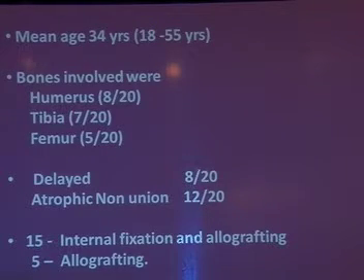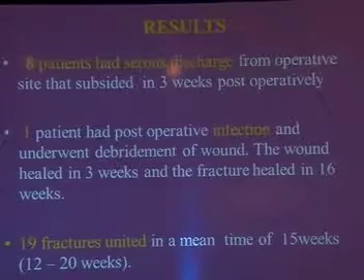There were 20 patients with a mean age of 34 years, ranging from 18 to 55 years. There were 8 humeral non-unions, 7 tibial non-unions, and 5 femur non-unions. There were 8 delayed unions and 12 atrophic non-unions. 15 patients required internal fixation and allografting, while 5 patients required just allografting.